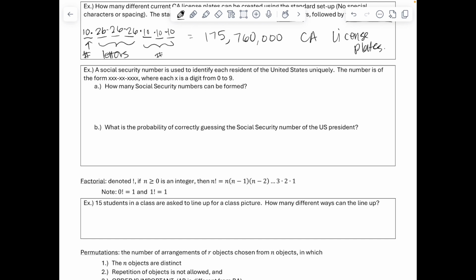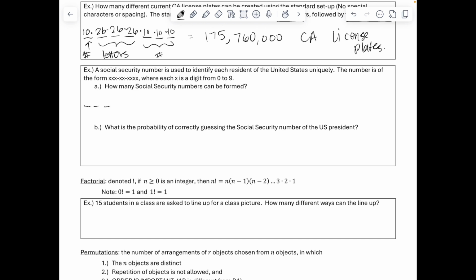So the next example that we have says a social security number is used to identify each resident in the United States uniquely. The number is of the form, and in those X's there, it says where each X is a digit from 0 through 9. So in other words, there's 10 different possible numbers that could be. It says how many social security numbers can be formed.